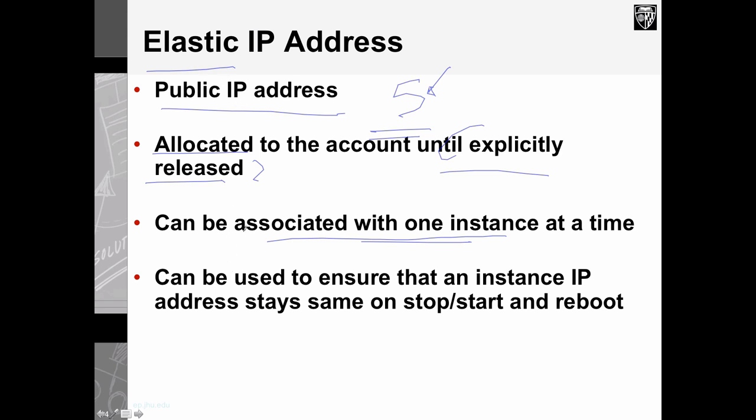So these elastic IP addresses we can use to ensure that the instance IP address stays the same when you stop and restart an instance, or when you reboot the instance. So this is one way of ensuring that the IP addresses for your instances do not change.